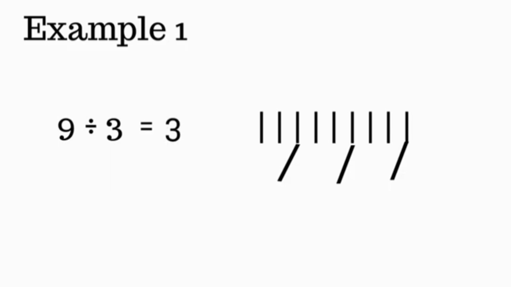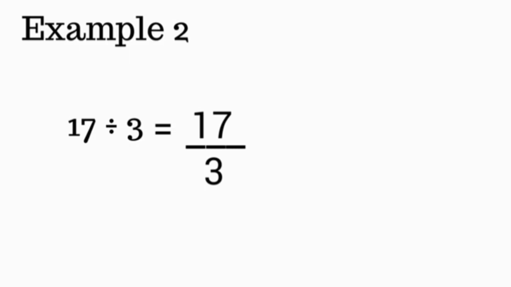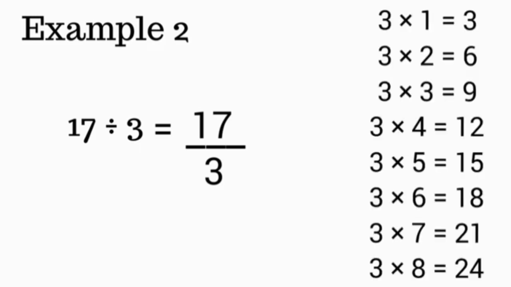For small numbers, it's very easy to count and just count out what we are dividing with. But for big numbers, like in example 2, 17 divided by 3, counting will be a lot of work. So what do we do? We use the times table. We use the 3 times table because 3 is the number we are dividing by. So 3 times 1 is 3, 3 times 2 is 6, 3 times 3 is 9, 3 times 4 is 12, 3 times 5 is 15, 3 times 6 is 18.